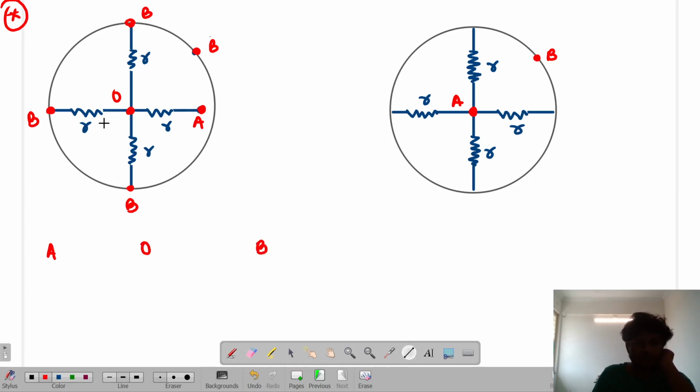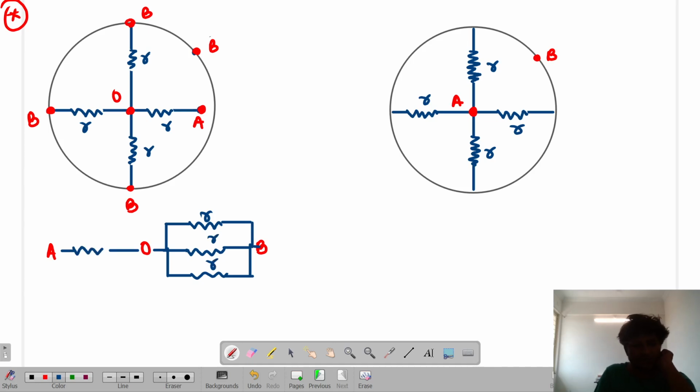Now A to O, one resistor is there. So go with one resistor. Then O to B, another resistor. Then once again O to B, one more resistor. O to B, one more resistor. Right or not? So look over here. When you connect them, one, two, three, they are R, and A to O, one more resistor.